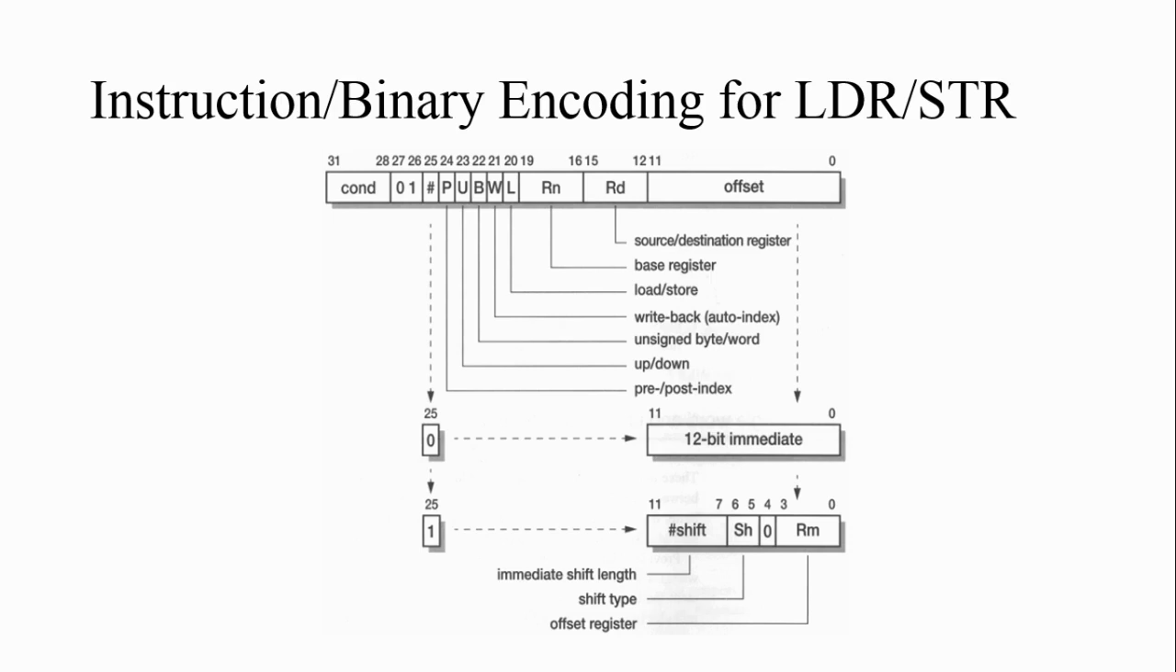Before designing the data path for the load instruction, you should understand what is meant by binary encoding, or instruction encoding, for load or store. If you are writing an instruction in ARM, say LDR, or add R1, R0, R2, the processor cannot understand this instruction. The processor can understand only binary numbers.